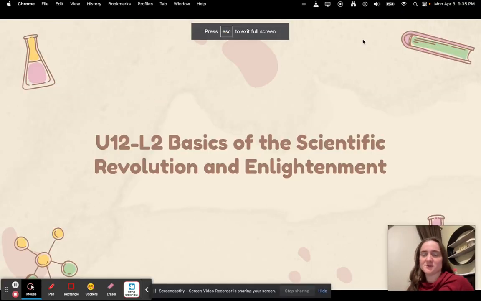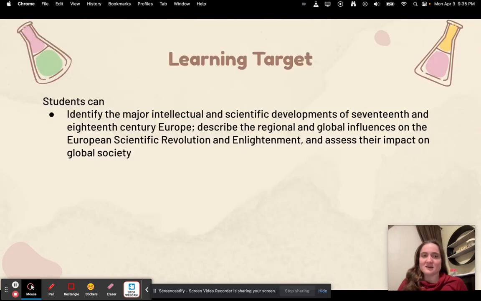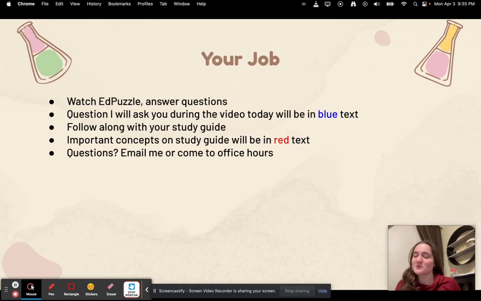Today we are going to be doing U12-L2, Basics of the Scientific Revolution and Enlightenment. Alright, so learning targets. Students can identify the major intellectual and scientific developments of the 17th and 18th century in Europe and describe the regional and global influences on the European scientific revolution and enlightenment, and assess their impact on global society. Your job, you're going to watch this EdPuzzle, you're going to answer the questions.